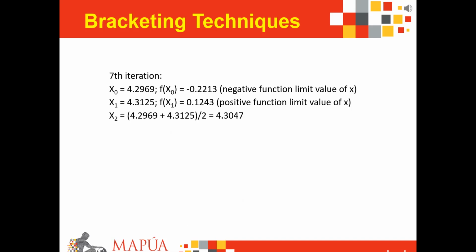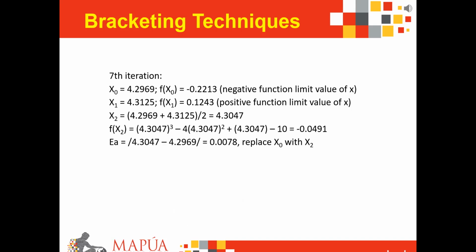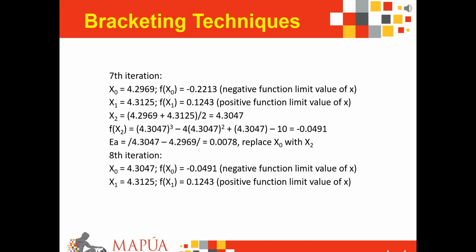Your midpoint now would be 4.3047. Substituting that to our function gives us negative 0.0491. Obtaining the absolute error criteria gives us a value of 0.0078, which implies that we need to repeat the process, replacing x0 with x2. So on the eighth iteration, this would be our given values now.